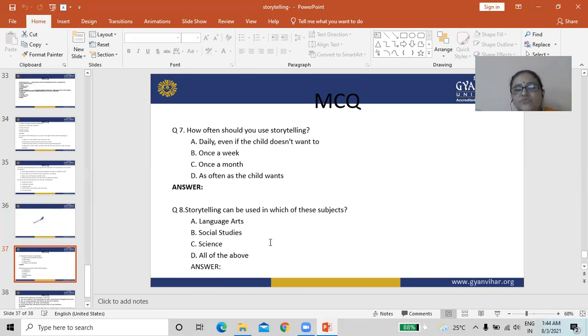Storytelling can be used in which of these subjects: Option A, language, art. Option B, social studies. Option C, science. Option D, all of the above. Choose the appropriate answer.